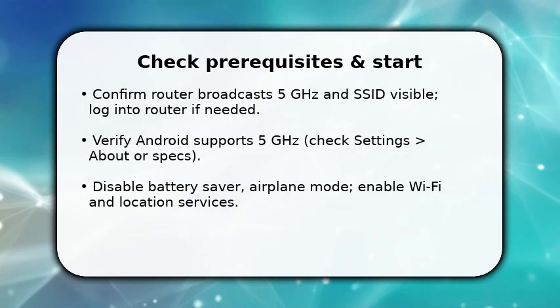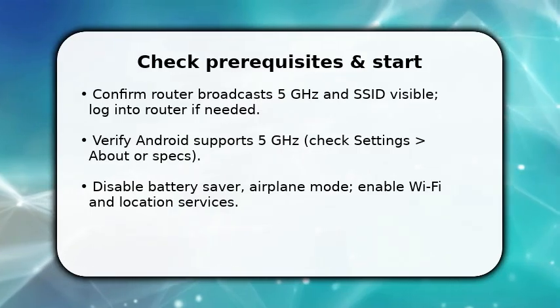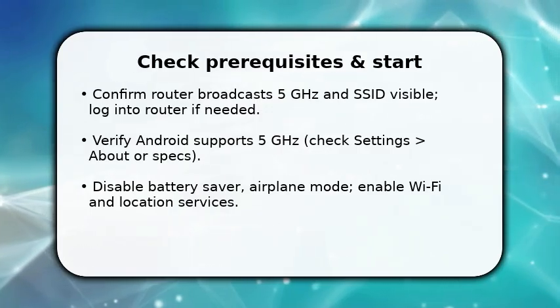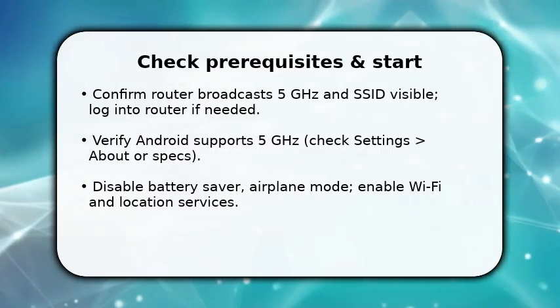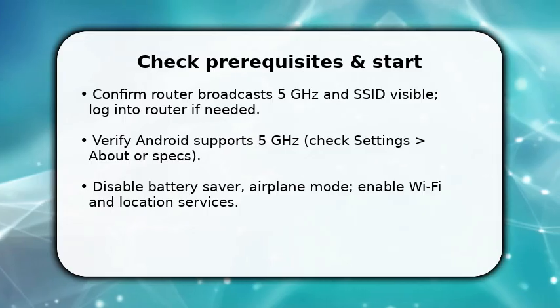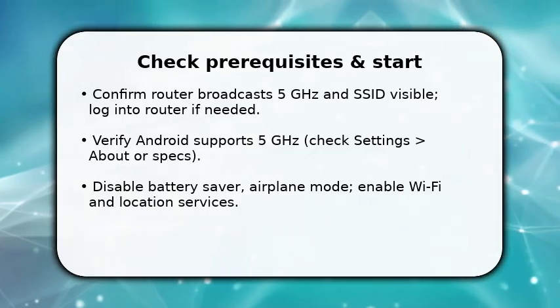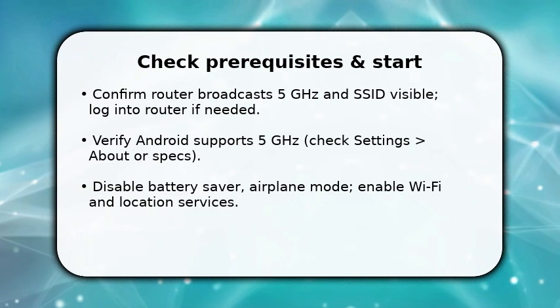Once done, turn off battery saver and airplane mode, then enable Wi-Fi and location services so scanning works reliably. If the network is hidden, prepare the exact SSID and password now. Otherwise, keep your device near the router to avoid range issues.